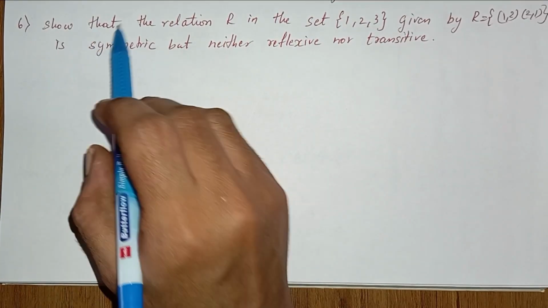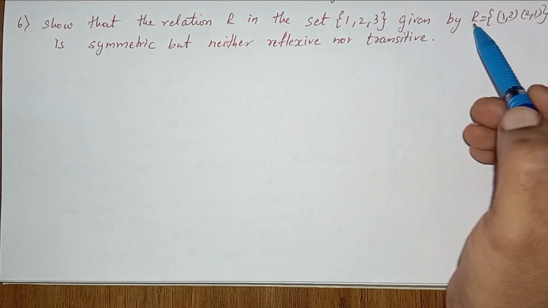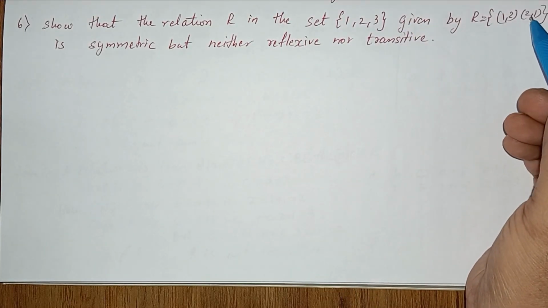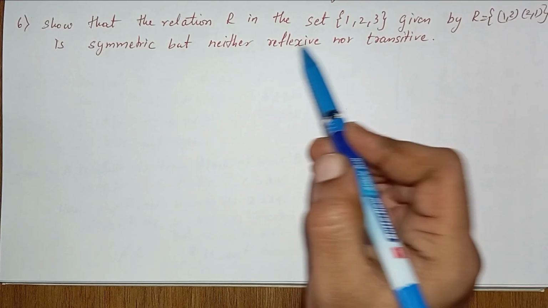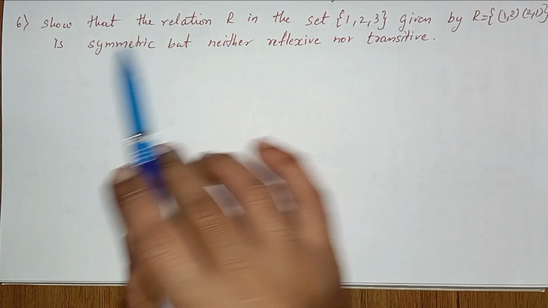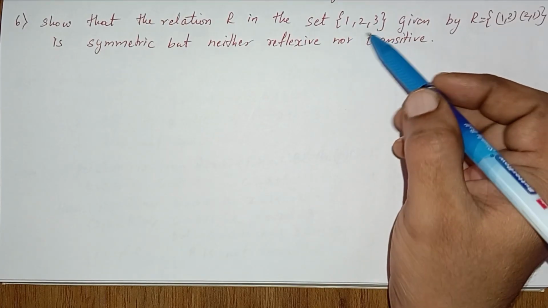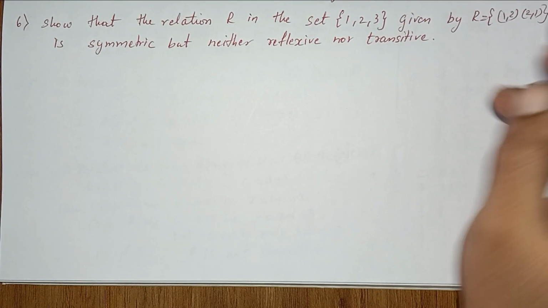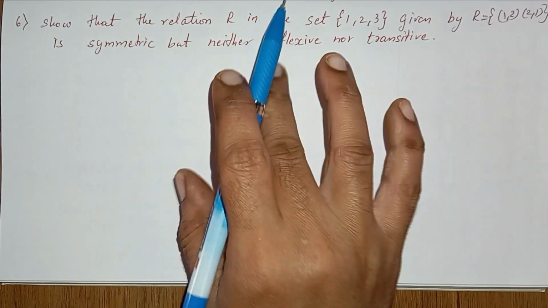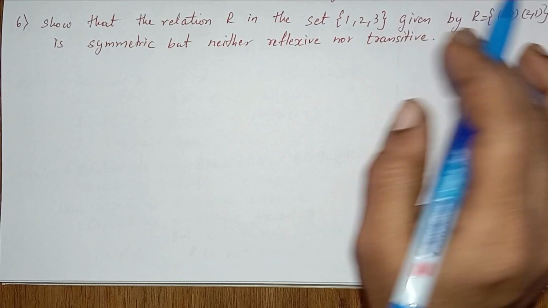Sixth question: show that the relation R in the set {1, 2, 3} given by R = {(1, 2), (2, 1)} is symmetric but neither reflexive nor transitive. This is a simple question. They have given a set {1, 2, 3} and a relation, and you have to find out whether it is symmetric and not reflexive or transitive.